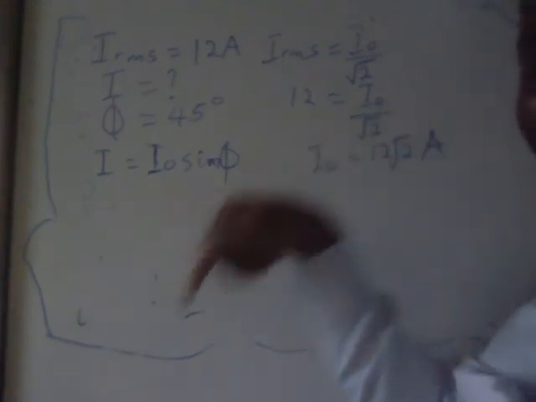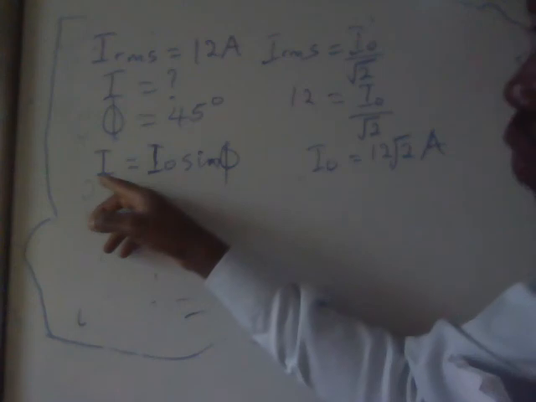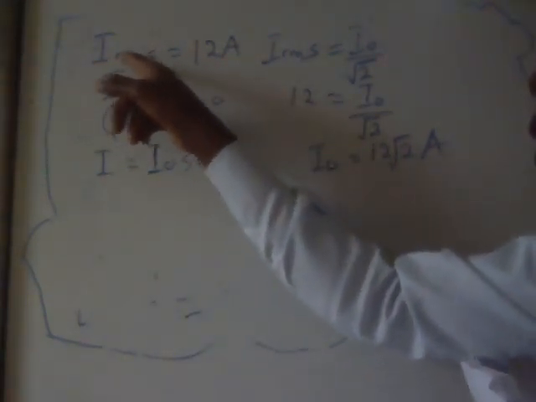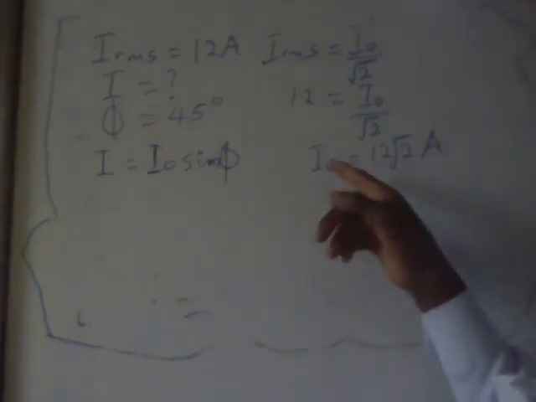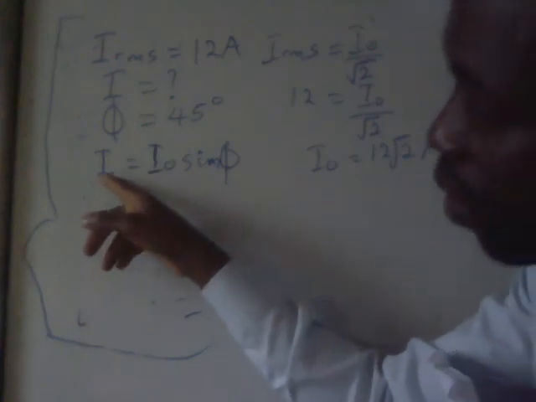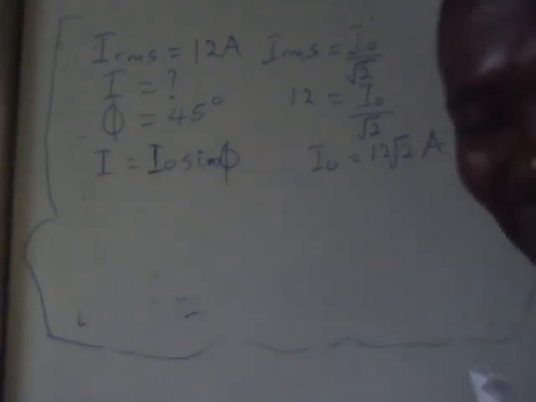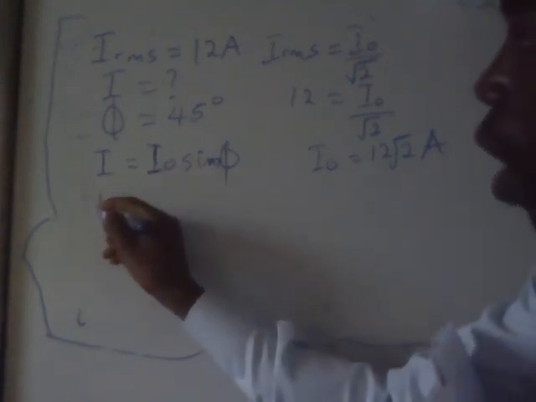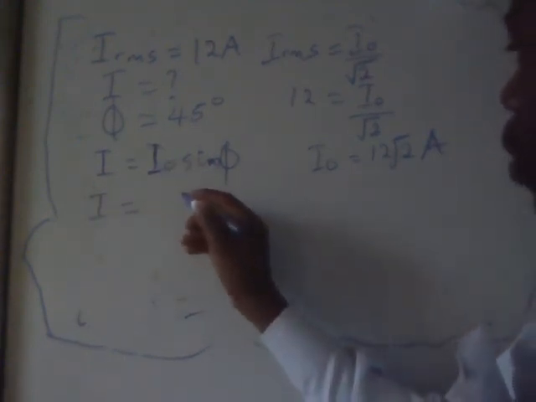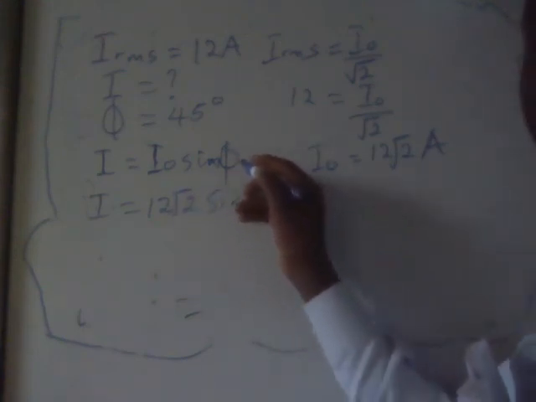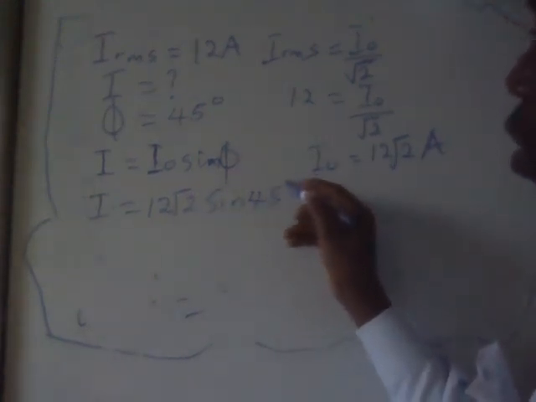It's different from instantaneous current. Instantaneous current does not have any subscript, or you can put small letter i. The RMS current has RMS as the subscript. The peak current has zero as a subscript. So let's now go back to the formula and substitute. We're looking for I. Our I naught has been gotten as 12 root 2, sine phi. Phi is the phase angle, 45 degrees. So multiply everything together.